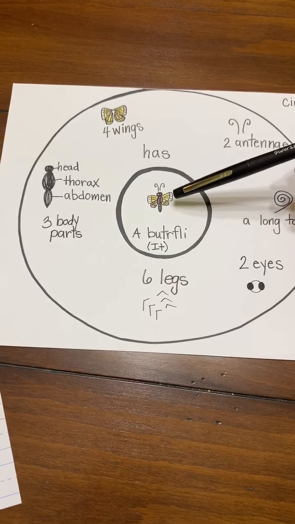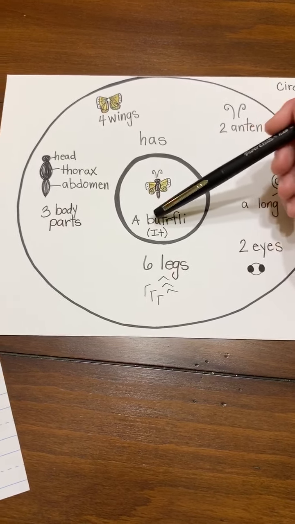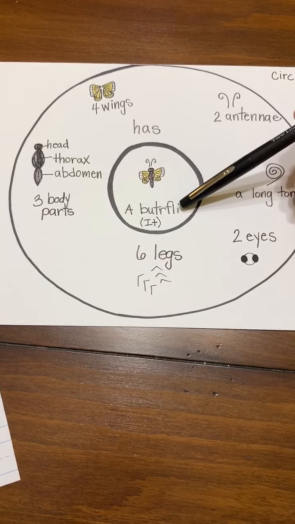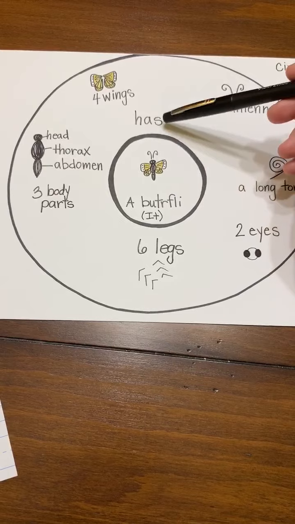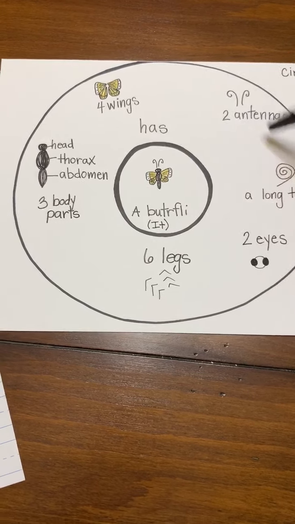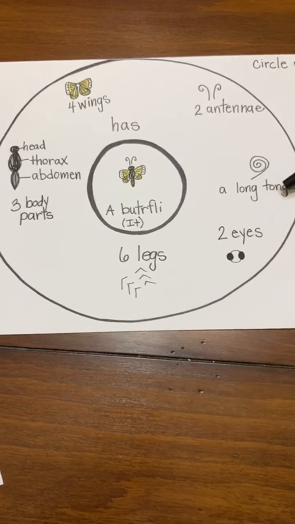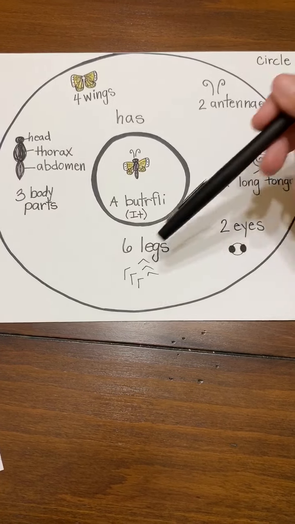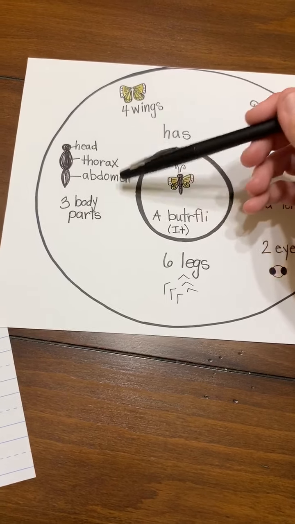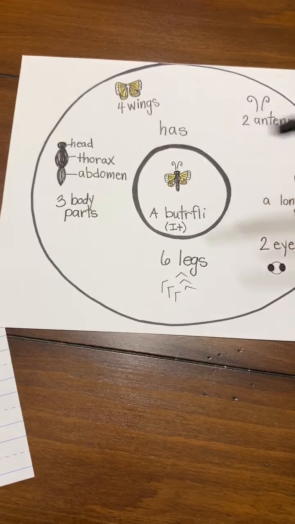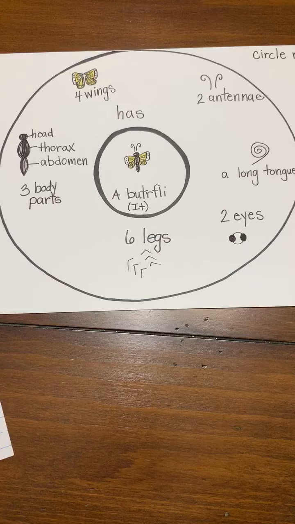In this case, we have our butterfly in the center, so that's what we're talking about. And I wrote and I spelled out phonetically butterfly. And then everything in the next circle is still about the butterfly. And in this case, I wrote the linking word has. So all around it are things that a butterfly has: 2 antennae, a long tongue, 2 eyes, 6 legs, 3 body parts, and then I broke it down: the head, the thorax, the abdomen, and then 4 wings. So it's really easy for them to build a sentence off of facts that they know.